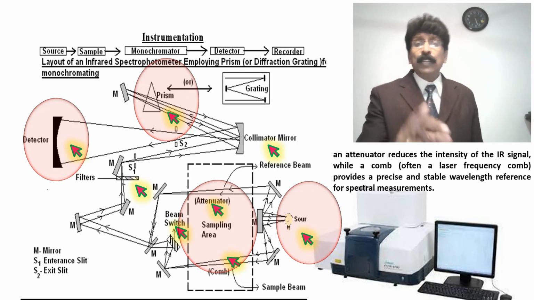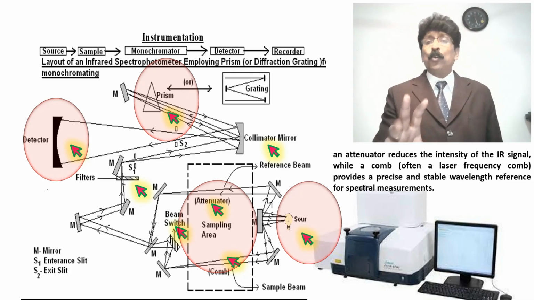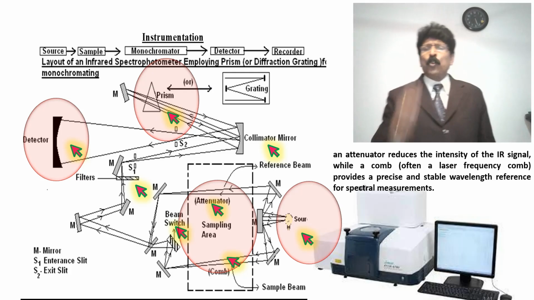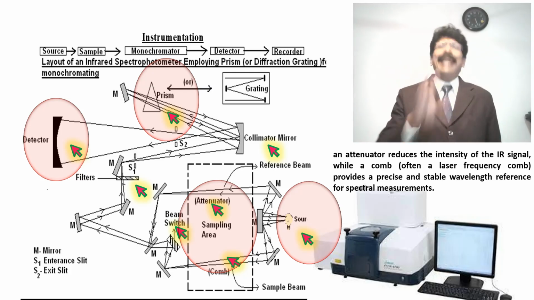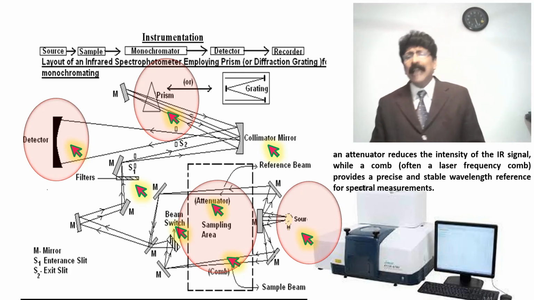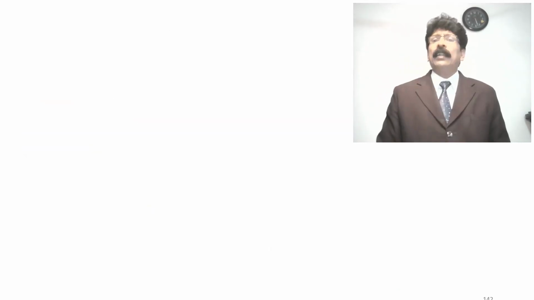Now the attenuator and the comb, where you are controlling the IR rays from the source. An attenuator reduces the intensity of the IR signal which is coming from the source, while a comb, often a laser frequency comb, provides a precise and stable wavelength reference for spectral measurement. It gives the stable rays to pass through the sample as the reference, to give a constant comparison, so that what type of functional group is present in my unknown sample can be identified.